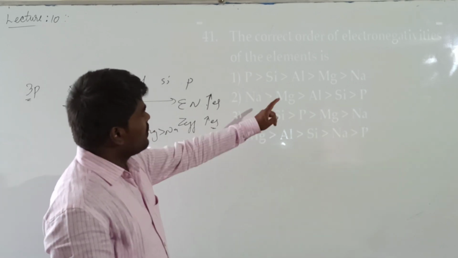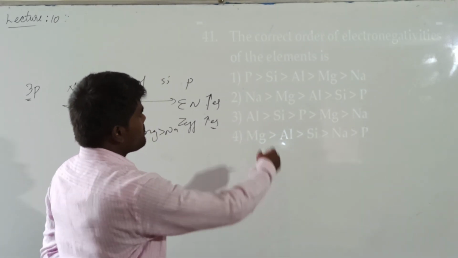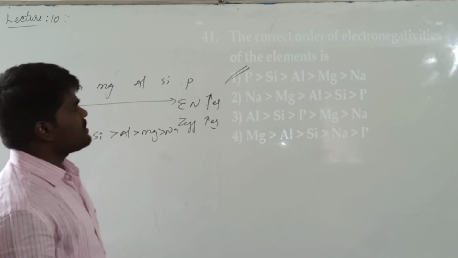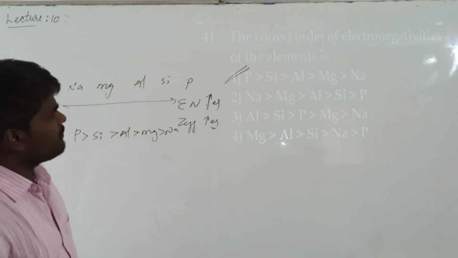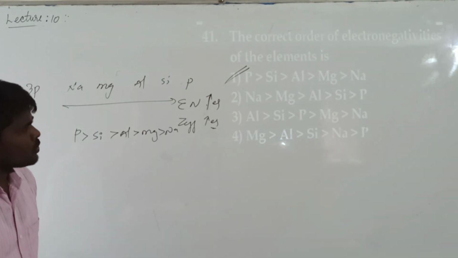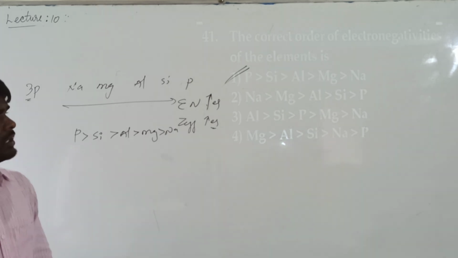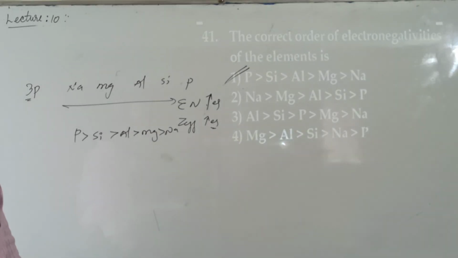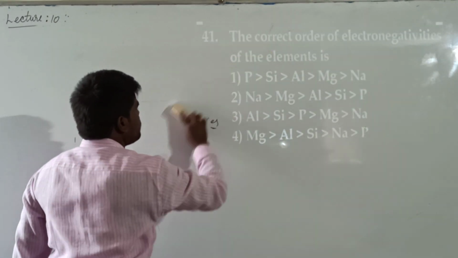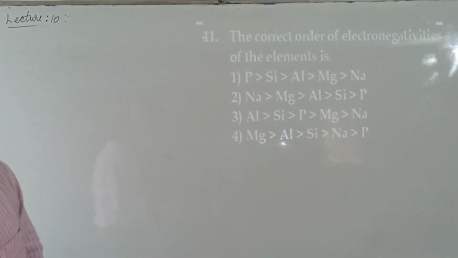Now let us see. I think in the first option itself we have the correct option: phosphorus followed by silicon, followed by aluminum, followed by magnesium, followed by sodium. This is about electronegativity for third period elements. Hope it is clear. If it is clear, we will move to the next question.